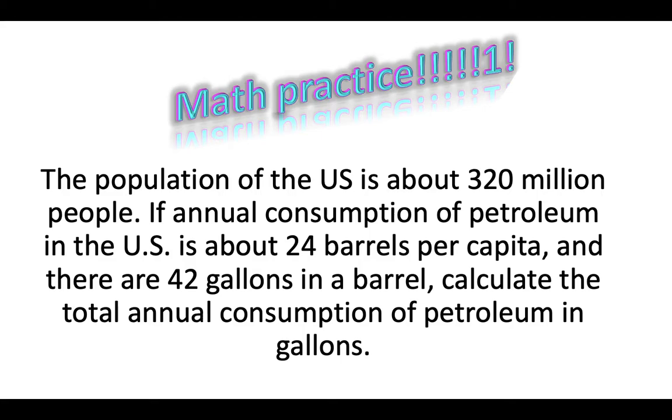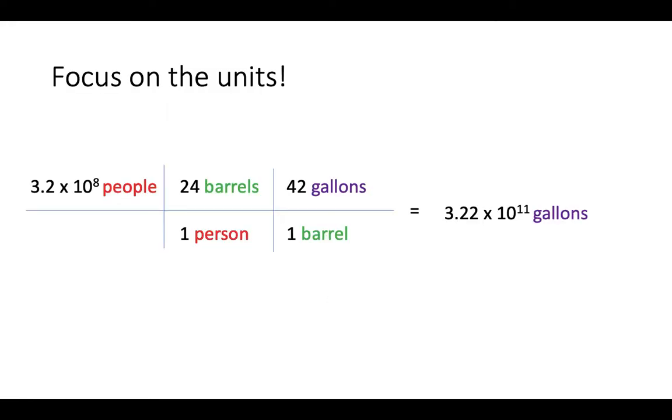All right, so with dimensional analysis, unit conversion, you want to pay attention to the units, right? The answer that we're looking for is in gallons, right? So we need to take these pieces, 320 million people, 24 barrels per person, and 42 gallons per barrel to sort of fit a puzzle piece together to get things canceled, right?